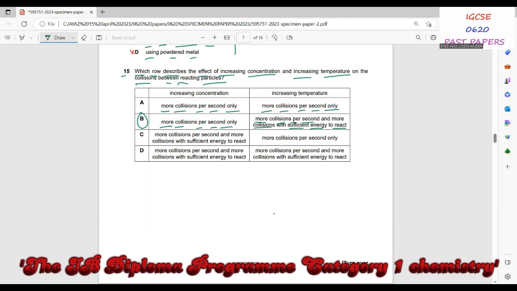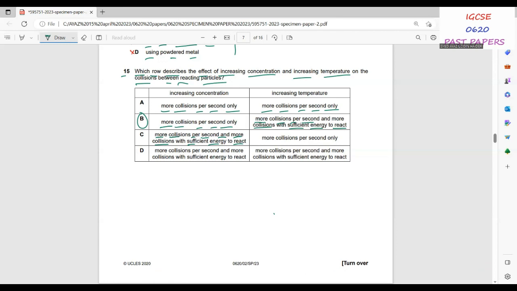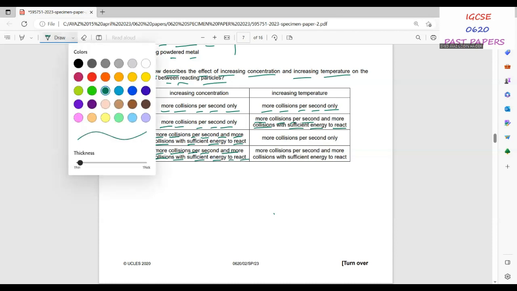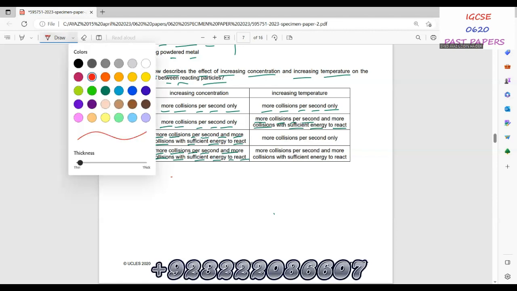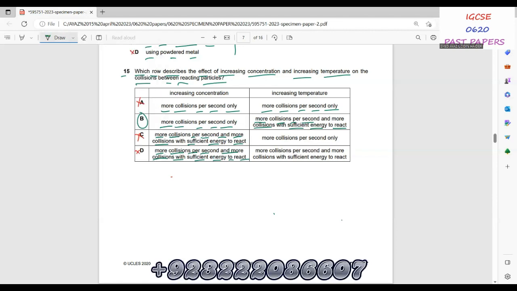Let's see the other responses. C, more collisions per second and more collisions with sufficient energy to react. If you increase the concentration, the energy of the particles will not increase. Only the number of particles per unit volume is increased. So this will be wrong. No need to read the other statement. Come to D, same statement. So this is also wrong. The only right statement is B here. A, C, and D are all incorrect.